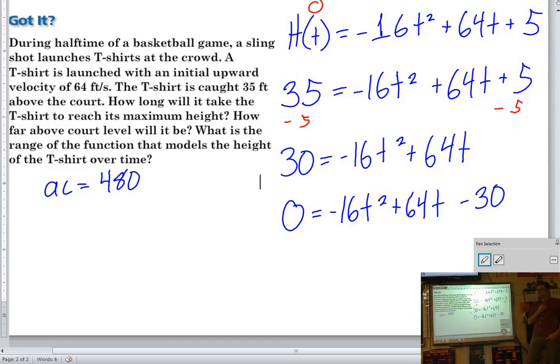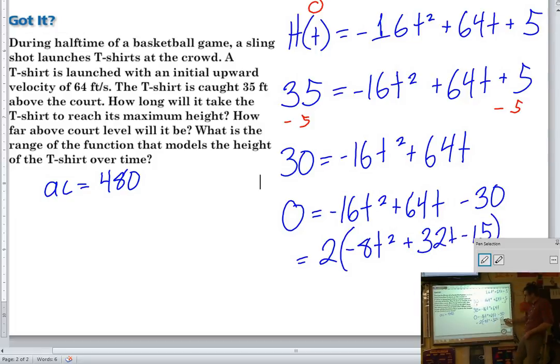I would have factored out a 2 first. So the other way that we could make these values smaller is by factoring what we can first. So they're all even. So I know I can factor out a 2. This can be negative 8t squared plus 32t minus 15. Now I have fewer factors that can be involved to make that negative 15. Really only 15 and 1, or 5 and 3. So this is where I could set up and start playing with it.